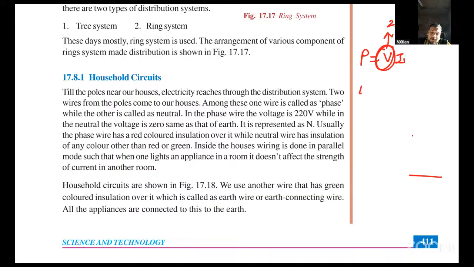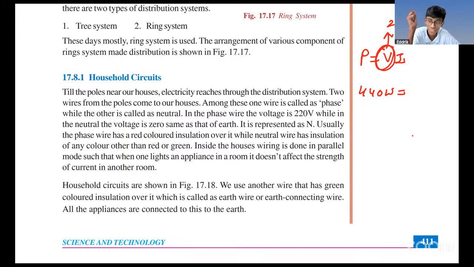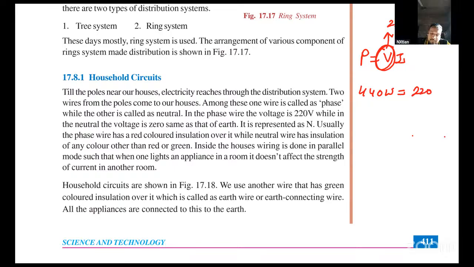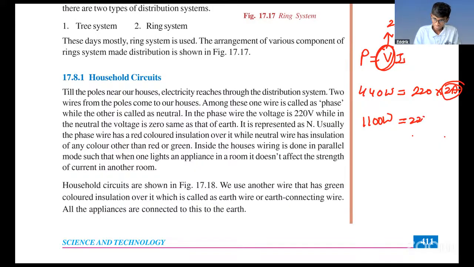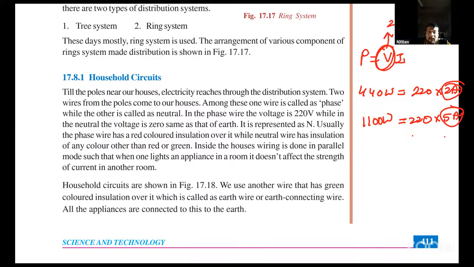Now if our appliance has 440-watt power, what will be the I? How much current is it taking? 2 ampere. Yes. Now if a geyser takes, for example, 1100 watt, how much current will it take? 5 ampere. Because the geyser has high power, it takes high current. Voltage is the same.